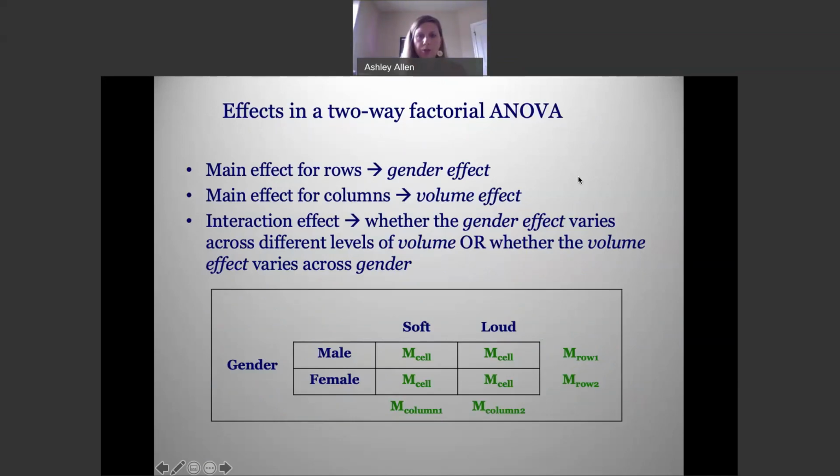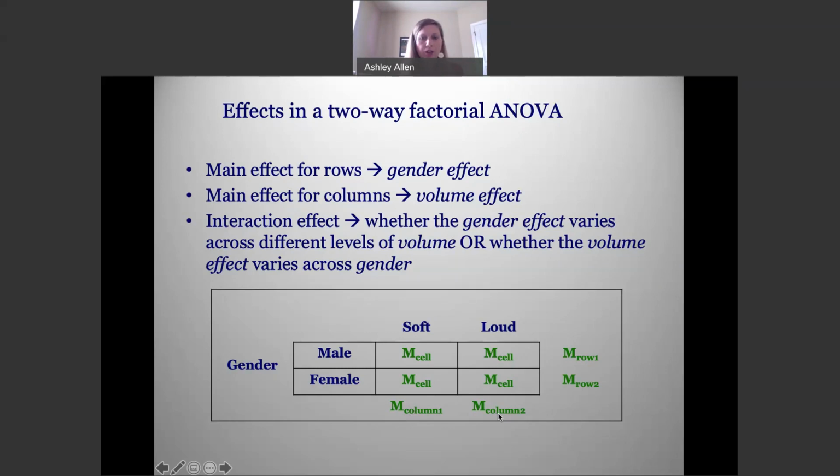Okay, so just to show you what this means here, I have it broken down the way it was described in the previous slide, where you see the main effect for rows and the main effect for columns. Our rows main effect is a gender effect, because gender down here is our row variable. And for columns, that would be the volume effect, and it has it divided as mean for column 1 and mean for column 2.